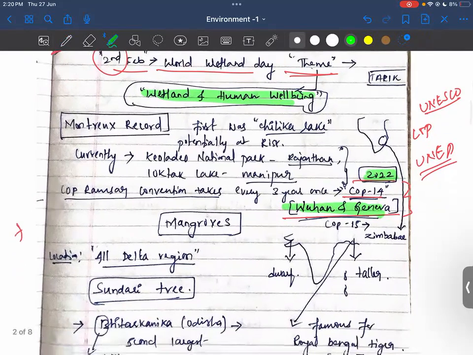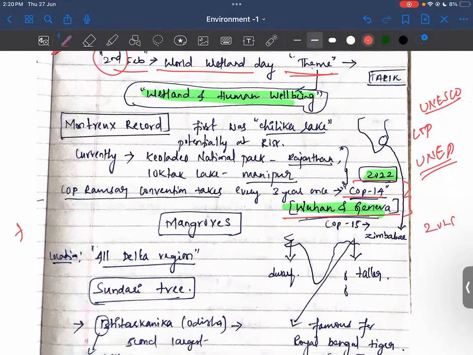So after 3 years, that means in 2025, the convention will be held. That would be COP25, and it will be in Zimbabwe, which is located in the African continent. So this is about the Ramsar Convention update.